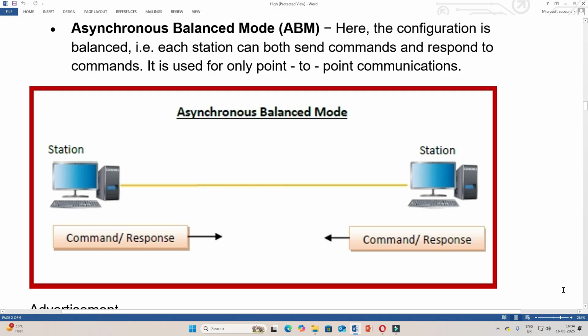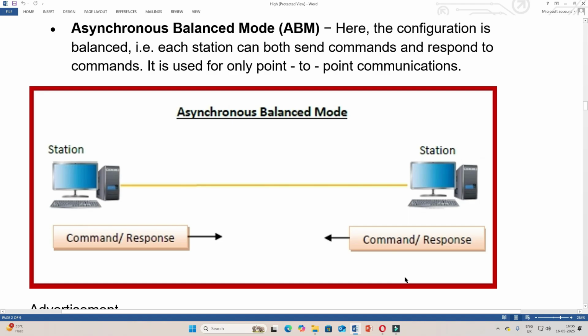Next, I will explain Asynchronous Balanced Mode, abbreviated ABM. It is a balanced configuration. Each station can both send commands and respond to commands. It is used only for point-to-point communication. In Asynchronous Balanced Mode, one station sends commands and responses, and the other station also sends commands and responses.